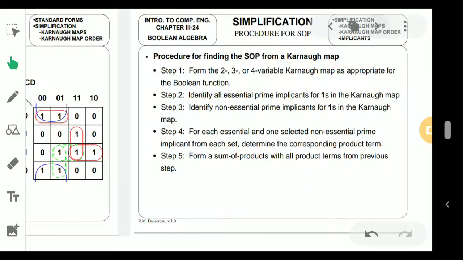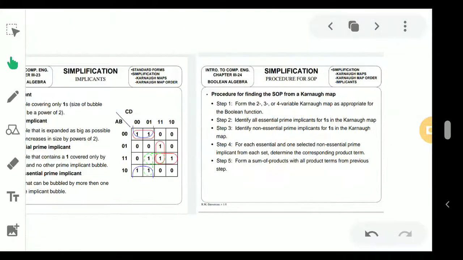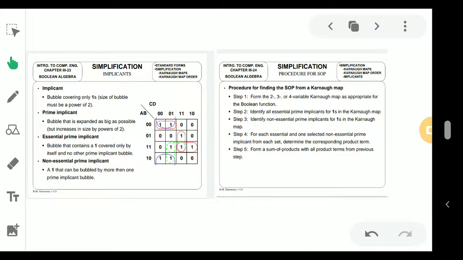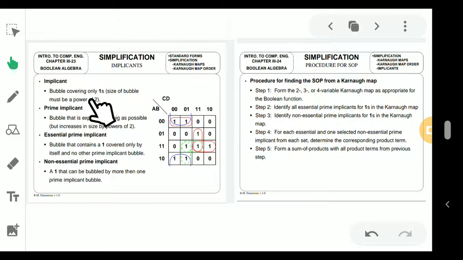Now there are some rules and regulations you have to understand. Okay, so implicant: the bubble covering only once. So this is the implicant, the bubble that only covers the one. Okay, prime implicant: the bubble that is expanded as big as possible.